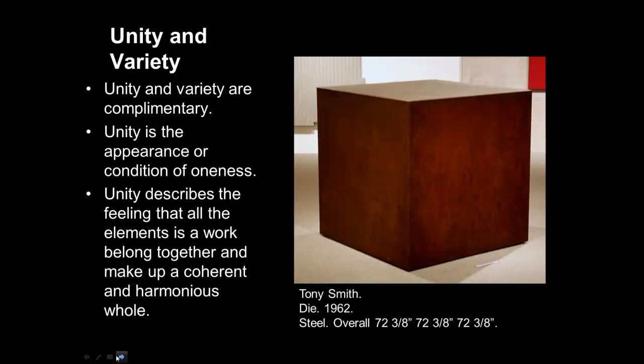The first principle we're going to look at is unity and variety. Unity and variety are complementary to each other. Unity is the appearance or condition of oneness. There are very few works of art that are completely unified, where everything is completely the same. This piece here by Tony Smith, Die, from 1962, is pretty close to being completely unified. All sides are exactly the same in every way.